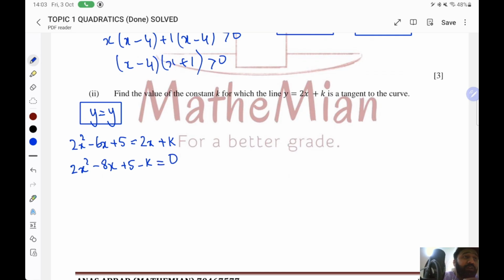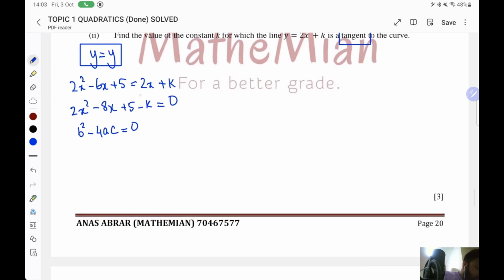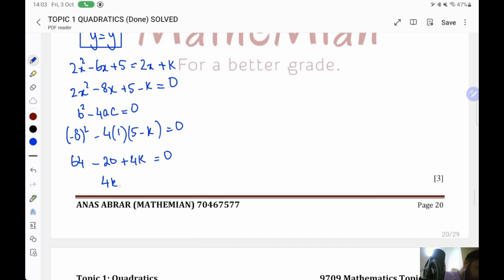Now this is the equation of the intersection, and he says that the line and the curve are tangent to each other. So b square minus 4ac will be equal to 0. Just substitute the values of b, which is minus 8 square, minus 4 times the value of a times the value of c. So 64 minus 40 plus 8k.